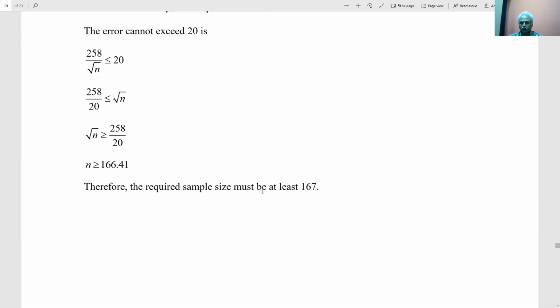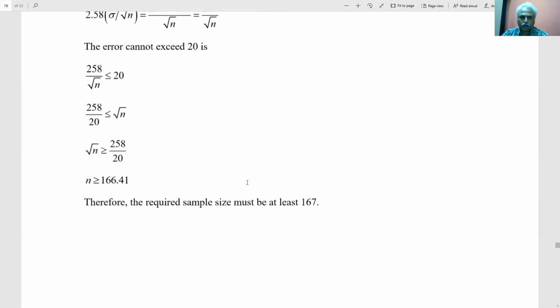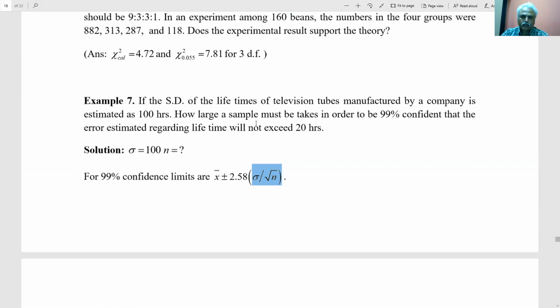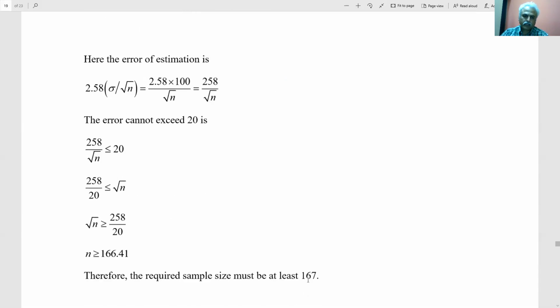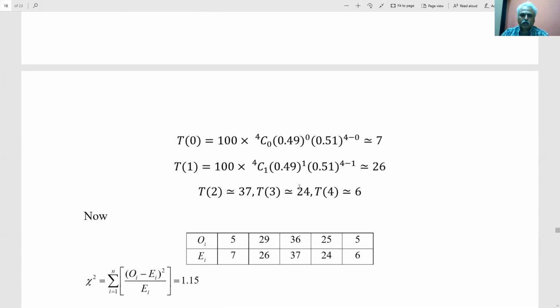We are more safe. So whenever you are sending a sample to any other dealer, you should send a sample of 167. These are all the techniques of the company. So here, instead of asking some different hypothesis testing, the minimum sample size is asked. Minimum sample size is 167. If you take more than 167 also, you are more safe.